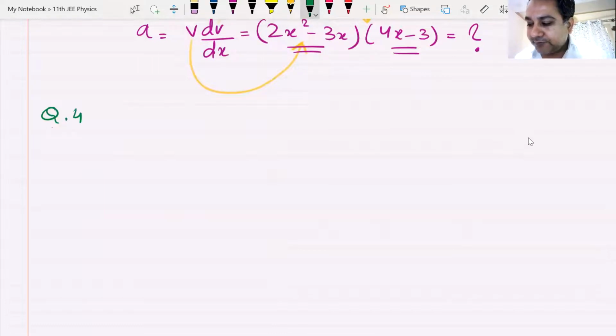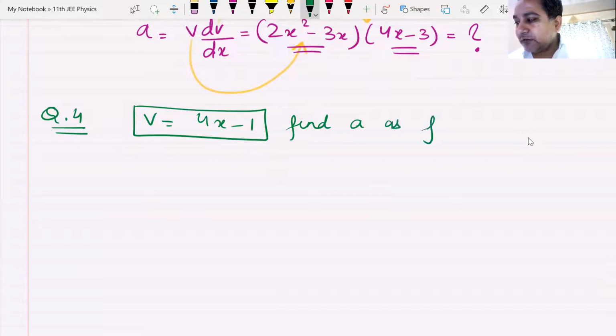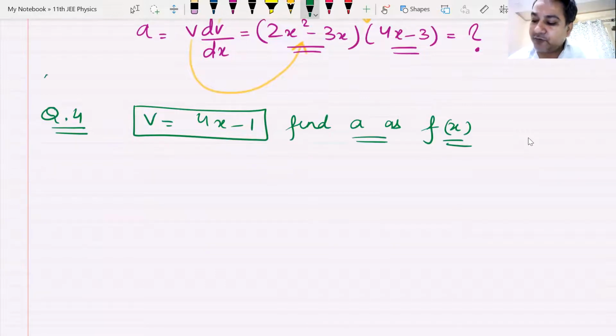On the same lines. Velocity is given as 4x minus 1. Yes, Jayashankar, correct. Find acceleration as a function of x. Can you do this for me as a homework? Homework question number 2 is question number 4.